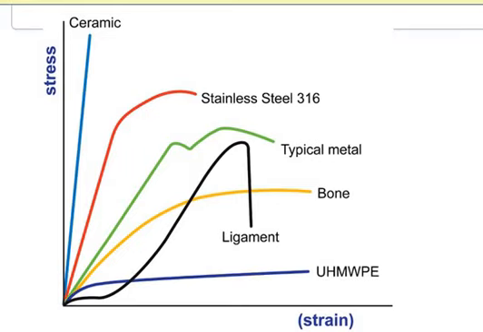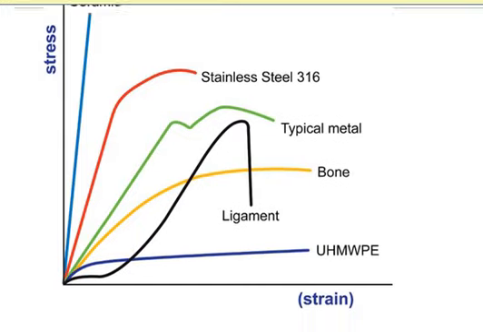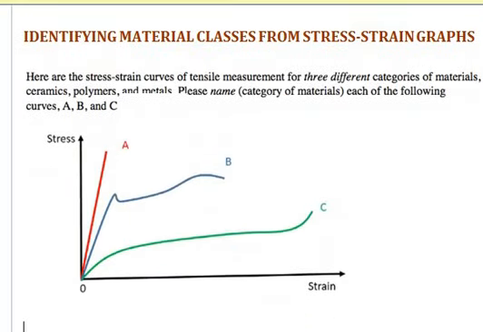Then we have the bones and the ligaments in between the metals and the polymers. This polymer that was plotted in this graph is the ultra high molecular weight polyethylene. So as you can see, it is quite soft. It's not as strong as the others, but it is very ductile. Now, with this information, you can run back to your question and just answer it.